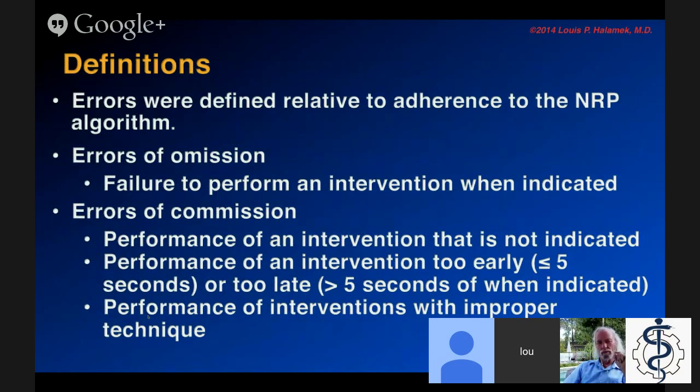Errors of omission are failure to perform an intervention when it's indicated. For example, not doing chest compressions when a baby needs them. In contrast, errors of commission are performing an intervention that's not clinically indicated at all, for example, doing chest compressions when the baby doesn't need them. Performing an intervention too early or too late, so again using the chest compression example, starting them too early or too late. Or performing interventions with improper technique, for example, doing chest compressions with the wrong ratio or not pressing deep enough on the chest.